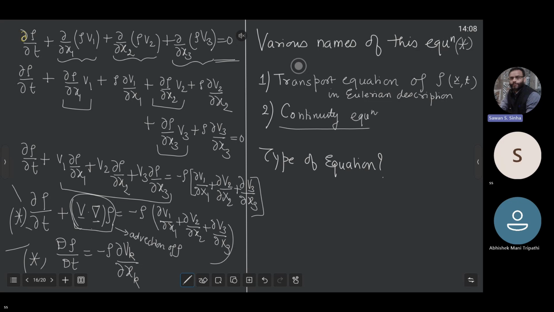What kind of equation is this? Is it an algebraic equation? Is it a differential equation? The differential equation. Now, even in differential equations, there are 2 types that we know about. One is what we can call the ordinary differential equation. The other is the partial differential equation. Clearly, this is a partial differential equation.